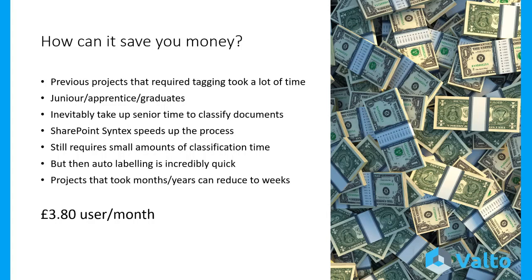But then auto labeling is incredibly quick. So once you've set all that time up, it's something that you can get going very quickly. So projects that once took months or years to do are now reduced down to literally weeks, because you only need a handful of days from people who actually know what these documents are to be able to classify them, and then you can move them in. And as I say, it's only £3.80 per user per month, and quite often once you've got those documents in, you might not even necessarily need to use SharePoint Syntex in the future if it was just a big bulk move across type of job.